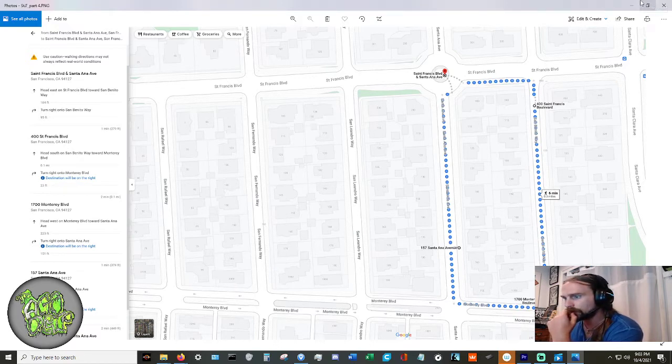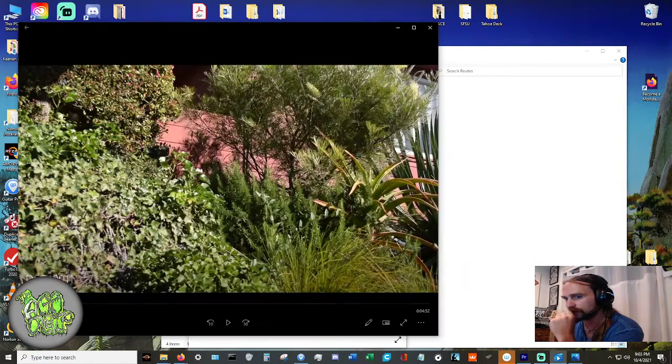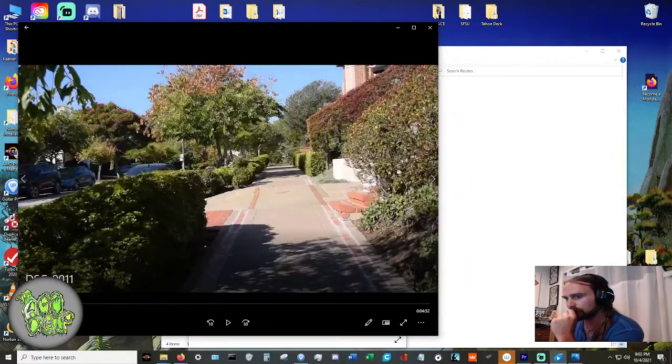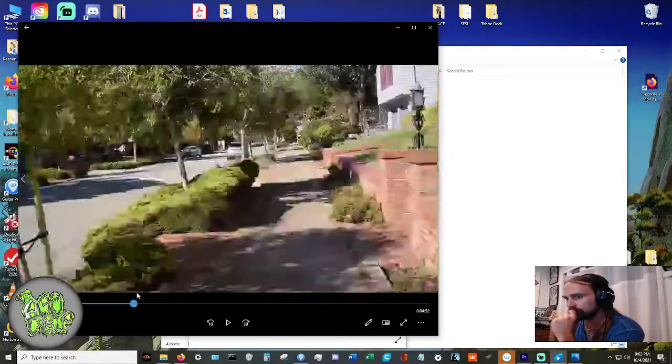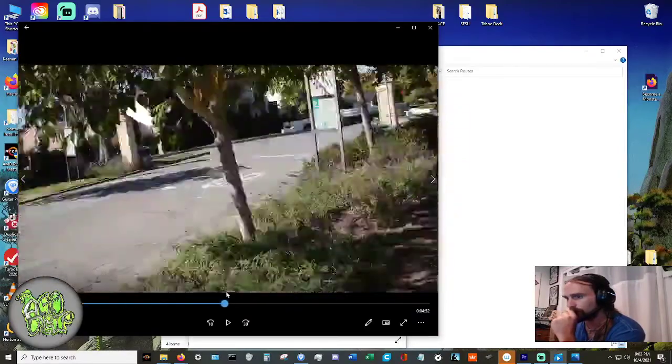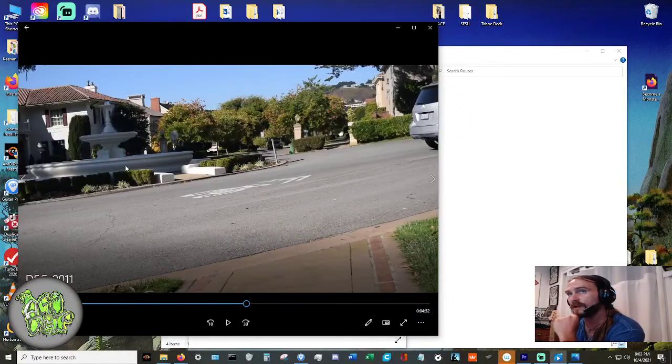So we're right now on the corner of, I believe, Monterey and Santa Ana, and I'm just going to scrub this real quick. I'm walking along this. There's the main fountain.